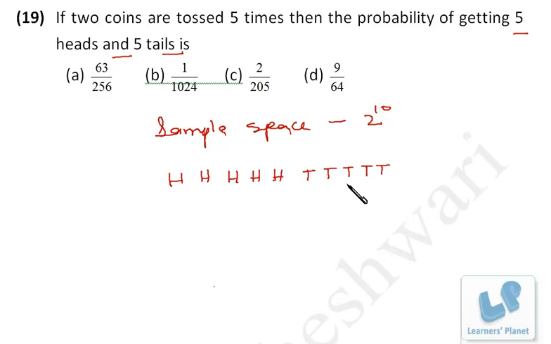Now the order of head and tail is not fixed. Maybe head, tail, head, tail, head, tail, tail, head, something like that, or maybe we're getting another order. Now how do we find in how many cases we'll be getting 5 heads and 5 tails? So these are the 10 events, or I can say 10 tosses. In another way, if we try to understand that this is a 10 letter word, just listen to me carefully.